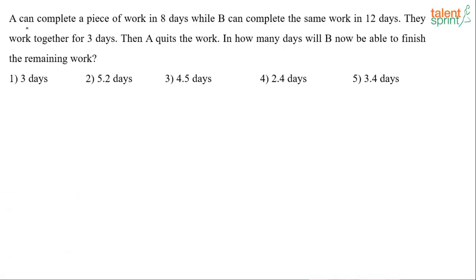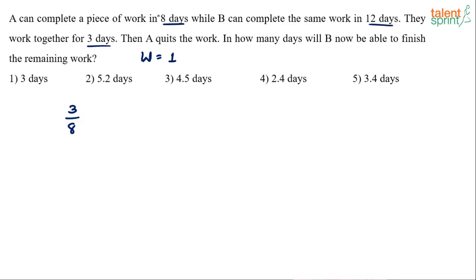Look at this. It says A can complete a piece of work in 8 days while B can complete the same work in 12 days. They work together for 3 days and then A quits the work. See, you know that the total work is 1 unit. The total work is always 1 unit, right? Now, if A can do the whole work in 8 days, how much of work will you finish in 3 days? 3/8 of the work is done. Right? A has done 3/8 of the work.